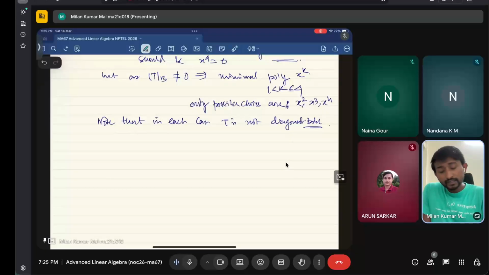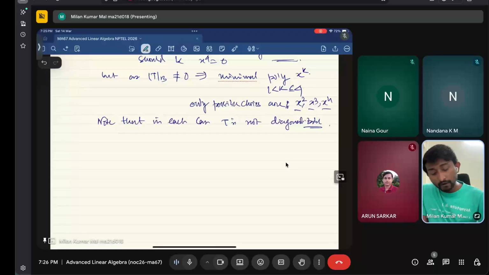That means what we obtain, these are the simple facts that we got: if T is nilpotent, then it is not diagonalizable. So one option will be discarded. T is nilpotent, then it cannot be diagonalizable. This is the first fact, and it is true. This is the one correct statement.